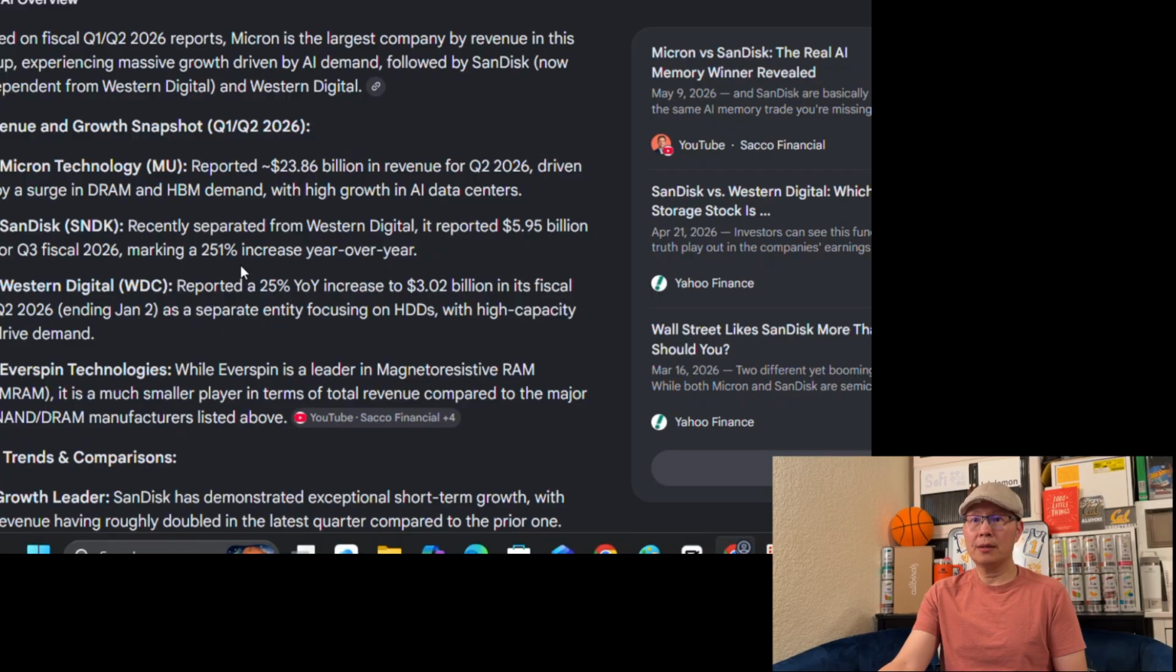So recently separated from Western Digital, it reported 5.95 billion. That is SanDisk. We just talked about 45 times return in just 1 year. Oh, this is amazing. Okay, Western Digital, WDC, reported a 25% year-over-year increase to 3.2 billion in its fiscal Q2 2026 as a separate entity focusing on HDD with high capacity drive demand.